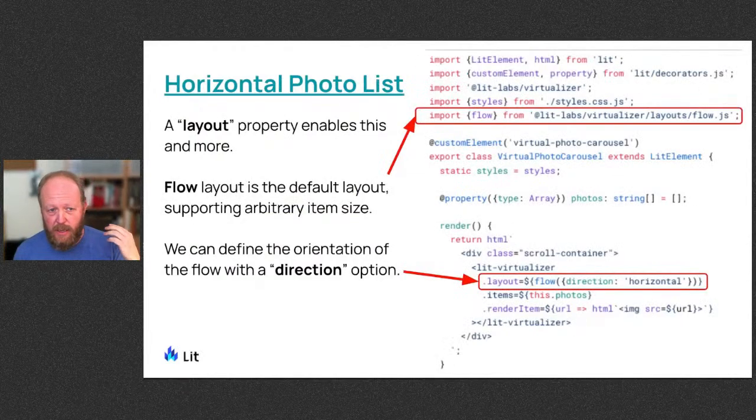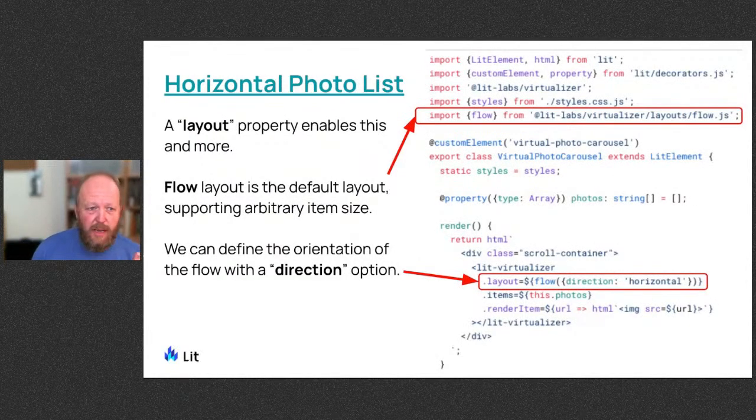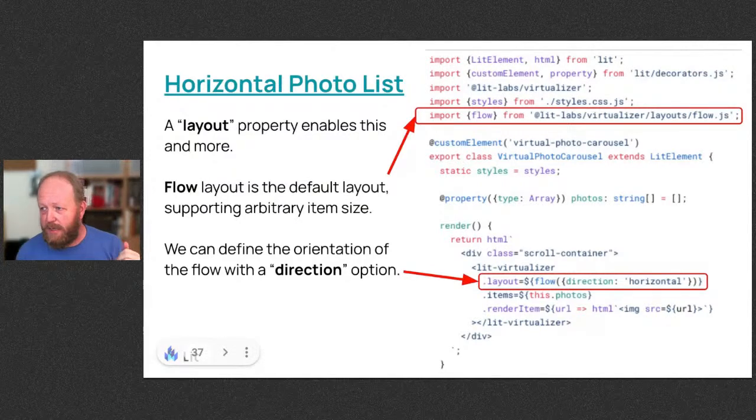But you can tell flow to say, hey, I want to use a horizontal orientation. So you can go ahead and import the flow layout and give it a direction. And I'm saying I'm going to render this horizontally, and then it'll just work there too.